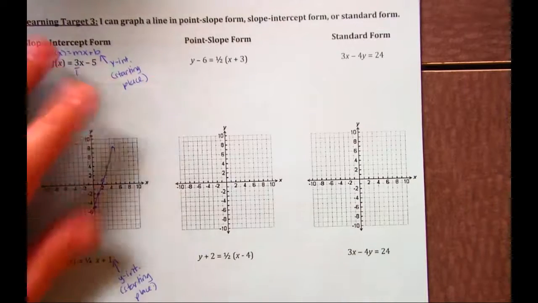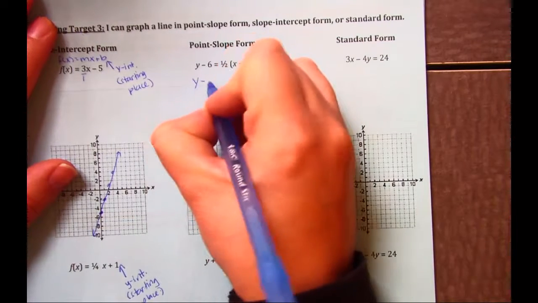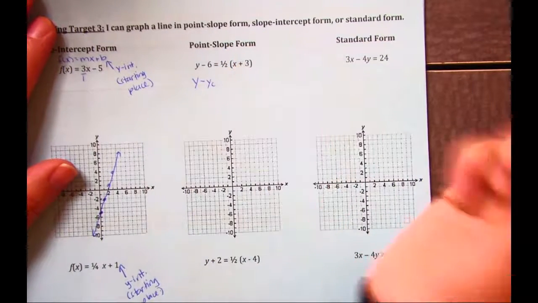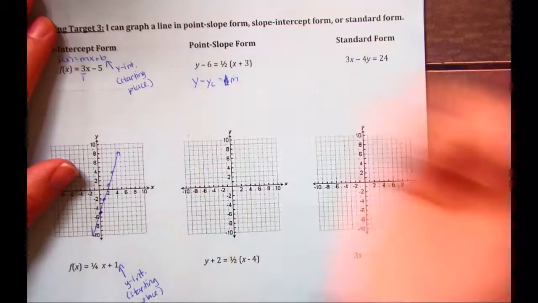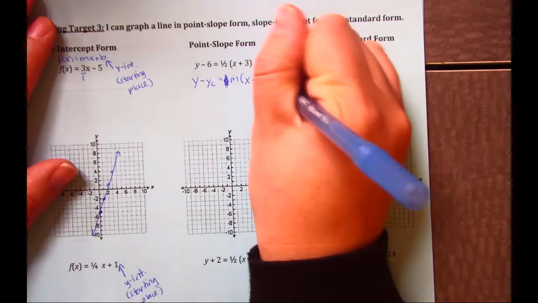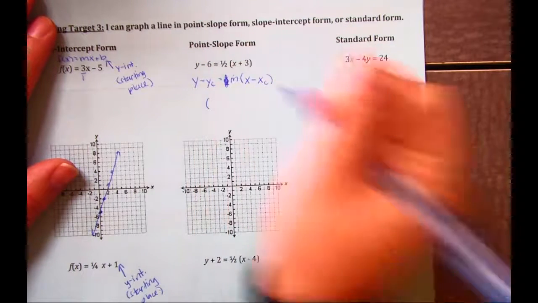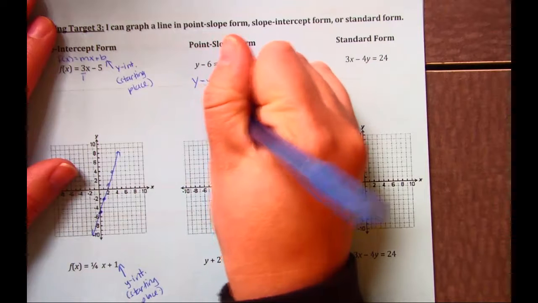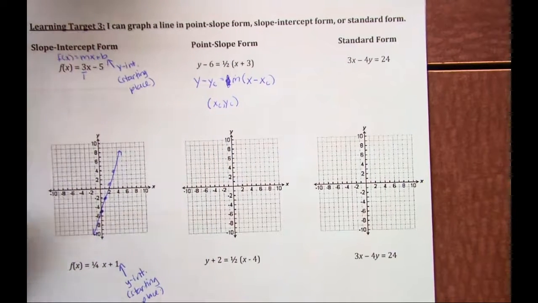Point slope form is new. Point slope form is y minus a y-coordinate on your line equals m, that's your slope, which in this case is 1/2. We'll just say slope in general for now. And then x minus an x-coordinate on your line. So your starting place is actually going to be the x-coordinate and then the y-coordinate that it gives you.